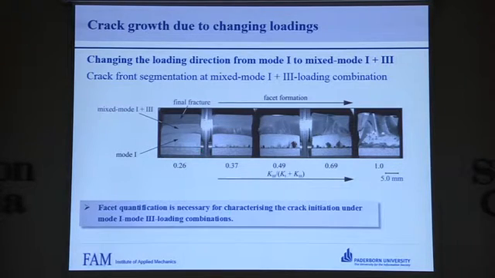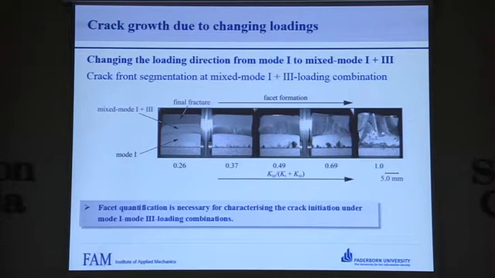At low K3 parts, as you can see here, the crack changes its growth direction continuously and smoothly without any facet initiation. Furthermore, the crack front is still coherent. So for characterizing the crack growth initiation behavior under mixed mode 1+3 loading combination, it is now necessary to quantify the facets. But this will be the next step of our investigations. So far, the results of the first test series.